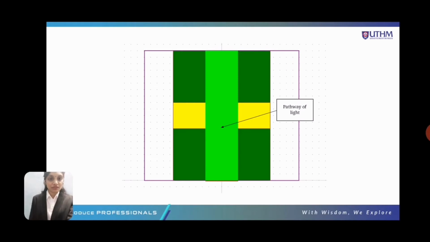This is the pathway of light. In the simulation, we launched 1 milliwatt of light into the pathway to see the energy distribution, or the power loss that happens while the light travels through the pathway of light in the core.